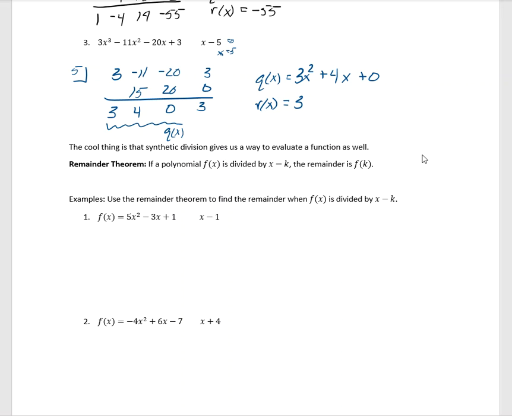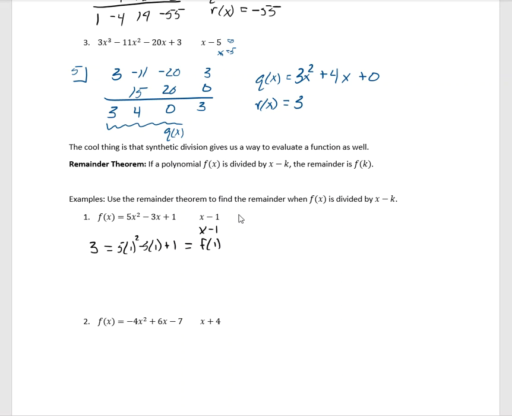Wait, what? Okay, so let's try this one way. So divided by x minus k, the remainder is f of k, right? So what are we subtracting? We're subtracting the 1. If I wanted to find f of 1, this would be 5 times 1 squared minus 3 times 1 plus 1. 1 squared is 1. Remember, square the 1 first and then multiply by 5. So I have 5 minus 3 is 2 plus 1 is 3.